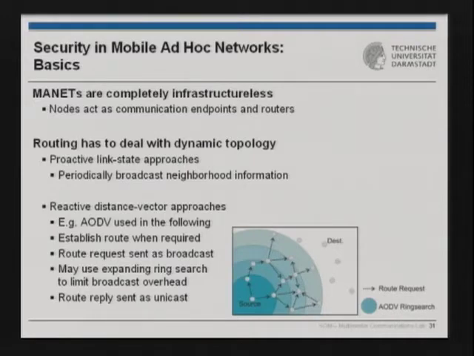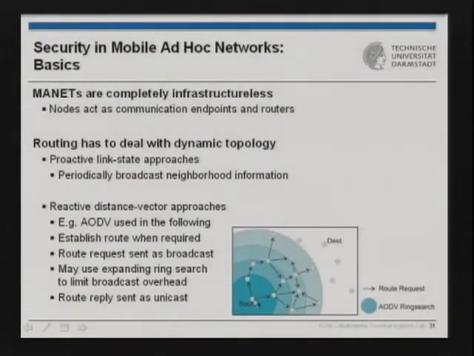This means the routing in a mobile ad hoc network has to deal with a constantly changing topology, so it has to deal with very high dynamics. On an abstract level, there are two approaches to deal with this. One is proactive routing, which broadcasts link state information periodically, so a route will be available before it is needed. The other one is the reactive approach, in which a route is looked up at the point it is requested. And this is in fact what I will use in the following.